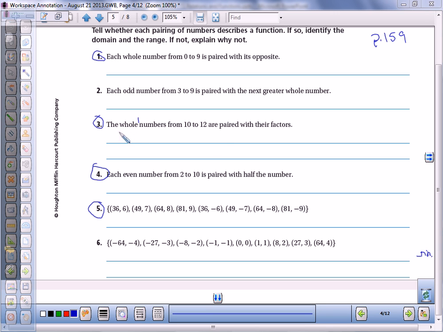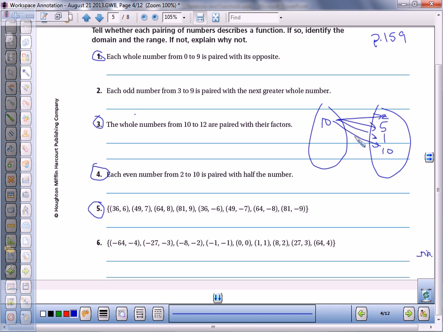Alright, number 3, skip to whole numbers, 10 to 12, paired with their factors. So, if I did a mapping, we'll let this be my input, 10. What are the factors of 10? 2, 1, 5, 10. Okay, so we get 10 paired with 2, 10 paired with 5, 10 paired with 1, 10 paired with 10. Is it a function? No. Because right off the bat, we have one input paired with 4 outputs. More than one, not a function.